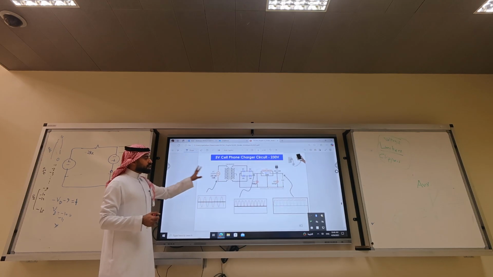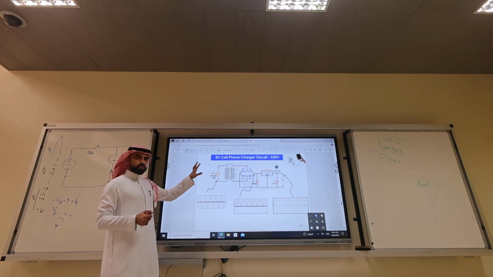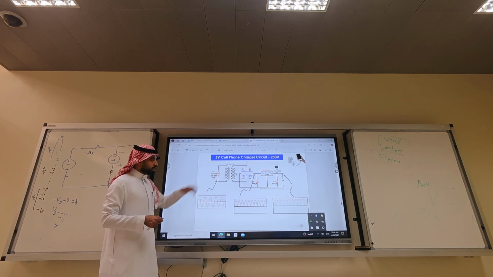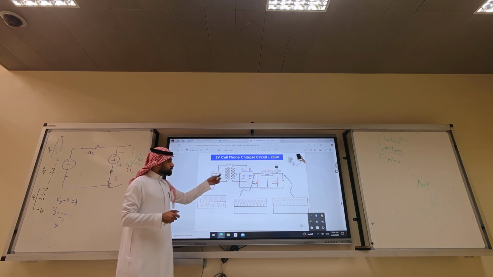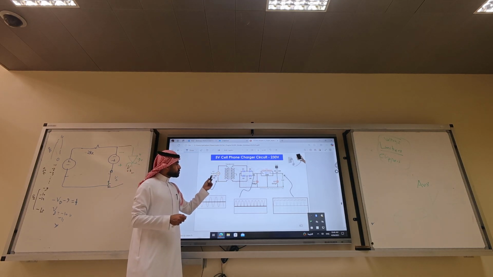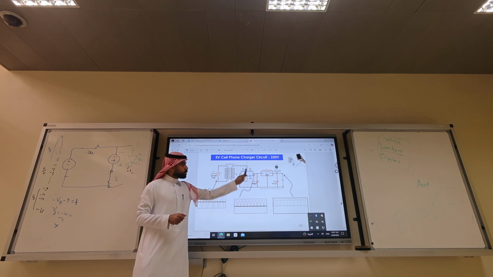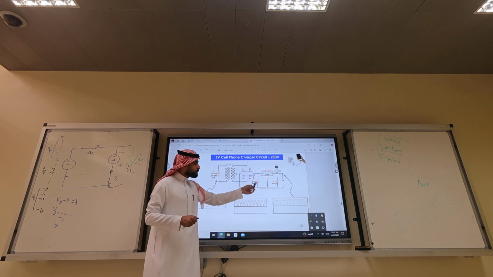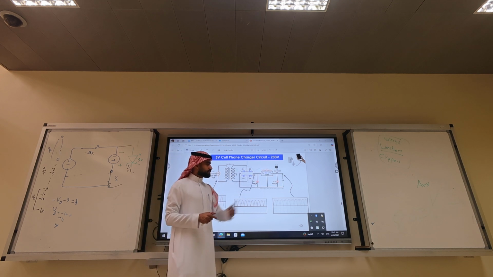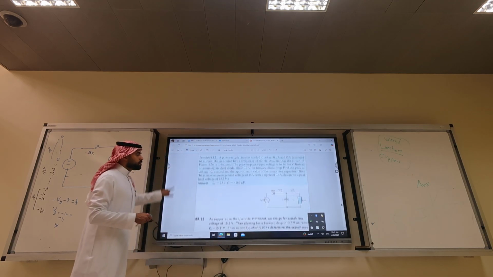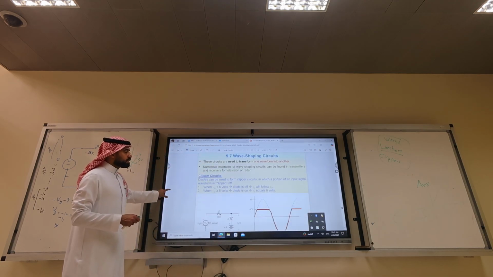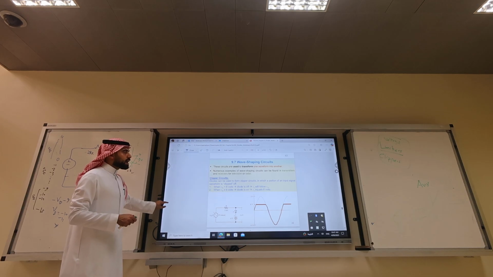Then we talked about the charging the iPhone circuit. This is the most practical circuit you will see in EE234. Supply voltage, transformer stepping down to 225 volts, full wave rectifier, smoothing capacitor, voltage regulator. We did examples in the previous lecture. Then we talked today about wave shaping circuits.